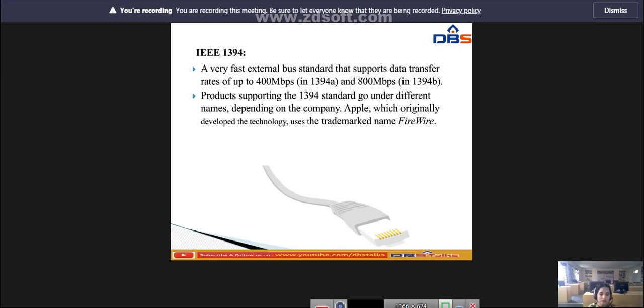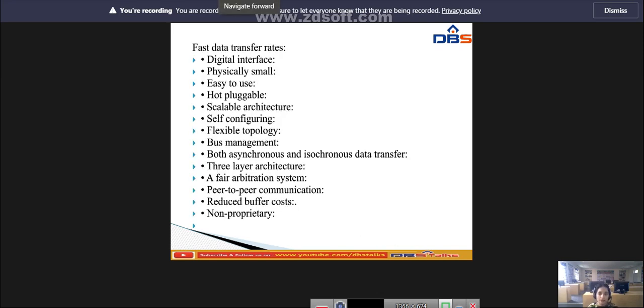Okay, so it has some features. The first one is fast data transfer rates. So what is meant by fast data transfer? It means 100, 200 or 400 megabits per second.